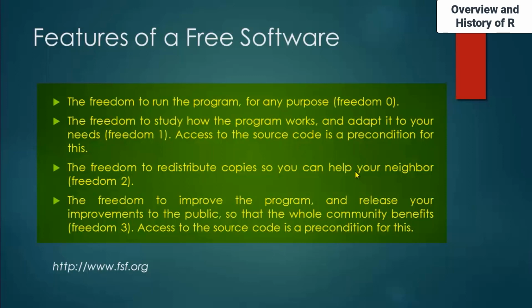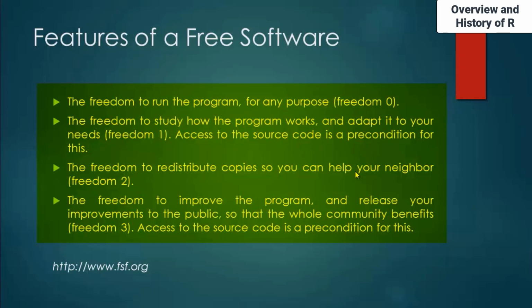The next level is freedom 1. The freedom to study how the program works, what exactly happens in the backend of R programming, and you can adapt it to your needs. Access to the source code is a precondition for this. And there is the next level, freedom 2. This is the freedom to redistribute copies so you can help your neighbor.